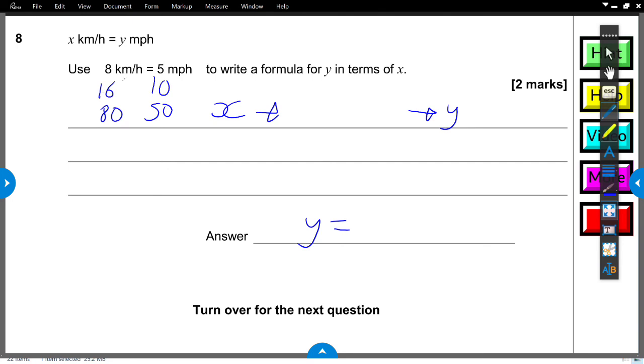One way we could do this is essentially see how many lots of 8 go into both of these. So 8 goes into 16 twice. I'm timesing by 2, so therefore I times the 5 by 2. On this one here, I'm seeing how many 8s go into 80. That goes in 10 times. So I'm timesing 8 by 10, I times the 5 by 10. Now these operations, which I'm just doing, we need to write this in terms of algebra.